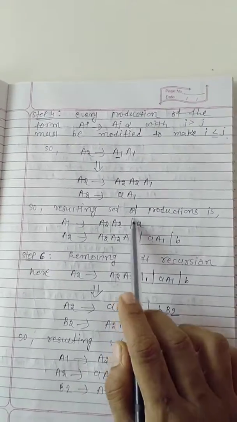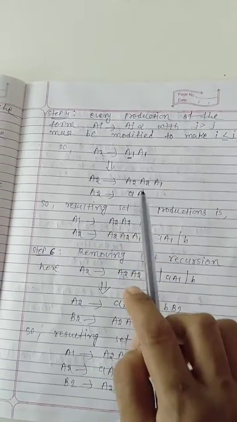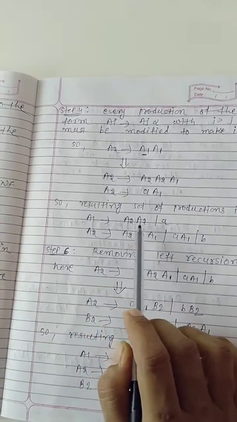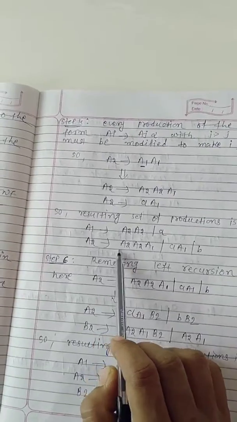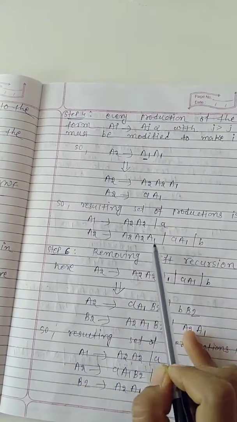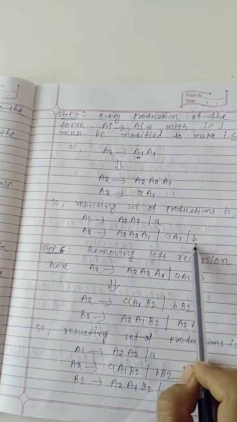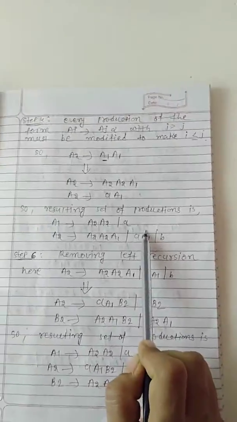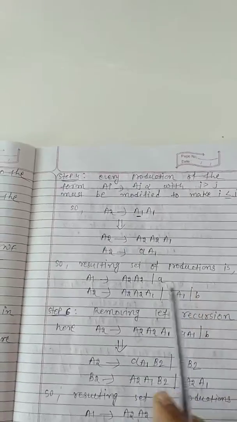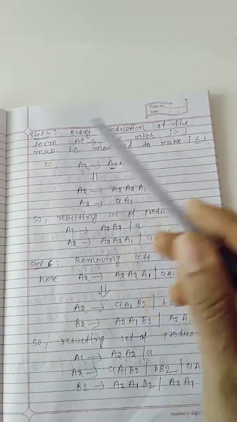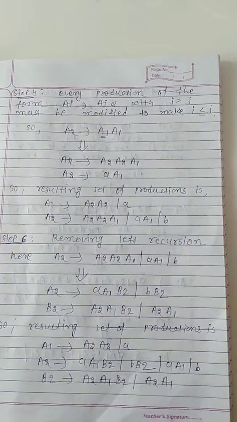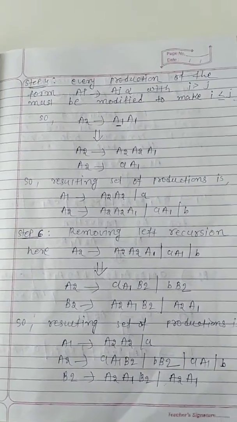So the resulting set of productions after converting these productions into the form i less than j is: A1 tends to A2 or a, and A2 tends to A2 A1, A1, and the b is there in our grammar, so we have to write b over here also. So this was about step 4. We will repeat this step 4 for all the productions, and we will convert all the productions into the form of i less than or equal to j.